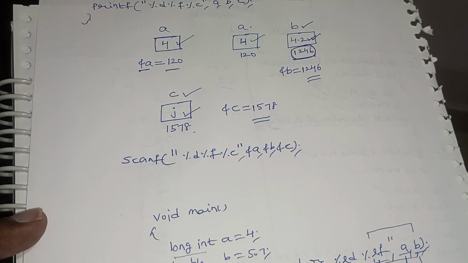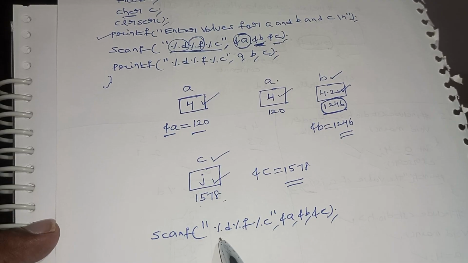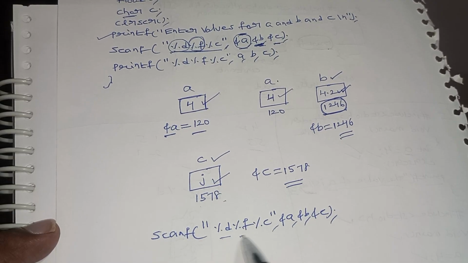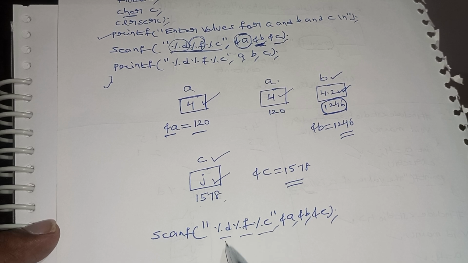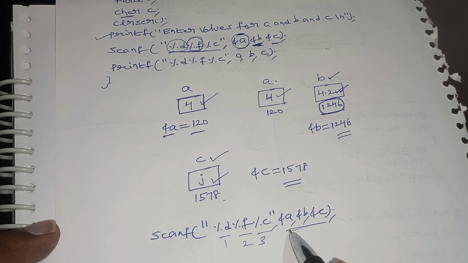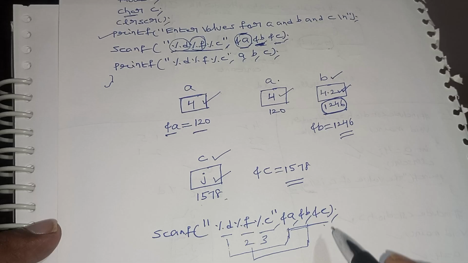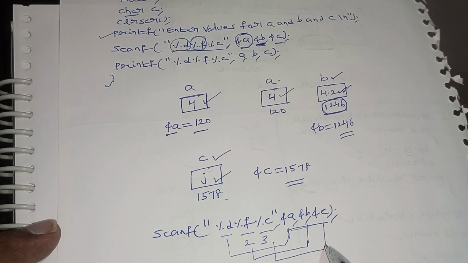So for this scanf also, how many variables are you taking from the keyboard? %d, %f, %c. How many do I have? 1, 2, 3. I have three format specifiers. There must be three address locations: address of a, address of b, address of c. In the address of a, I am storing an integer value. In the address of b, the float value. In the address of c, I am taking the character constant. This is the idea.